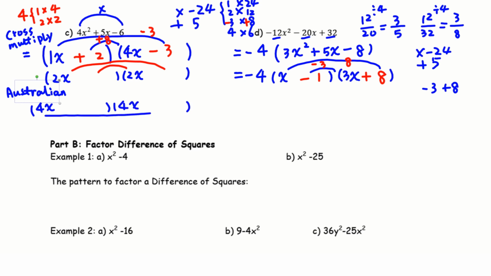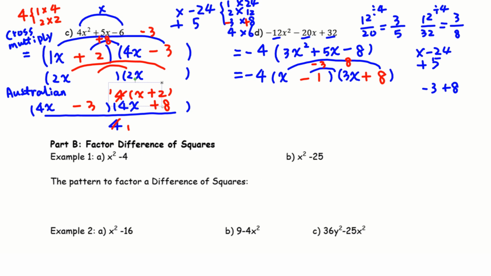All over 4. Then the two numbers, negative 3 plus 8. So this one, no common factor, only this one, 4x plus 8. Then cancel 4 out. You have the same, x plus 2 times 4x minus 3, so it works.